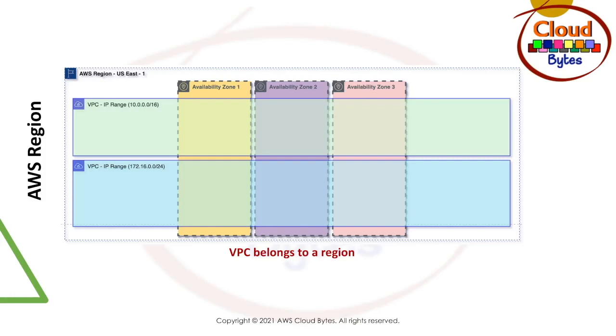The CIDR notation can go from /16 to /28. Your IP address range at the lowest can be a /28 CIDR block. The IP address range for your VPC should not overlap with the IP address range of your existing network. You can do that, but there are other networking complications that will arise, due to which an overlap is not recommended. You can have 5 VPCs per region.